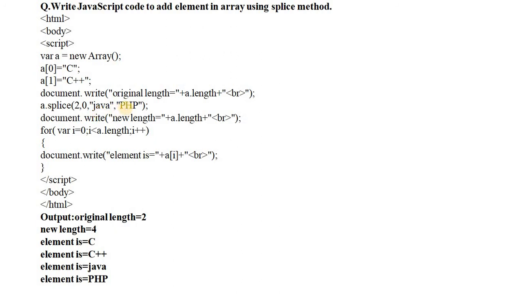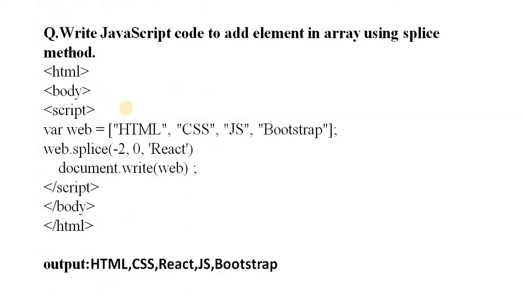This is the example. Next is another example to add an element in an array using negative indexes. This example applies a negative index to an array, and we also saw this example in the previous slides. In this example we add the HTML tag, body tag, script tag.